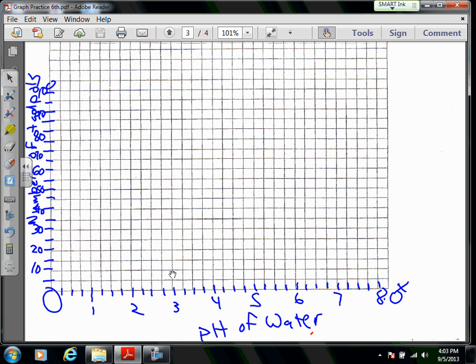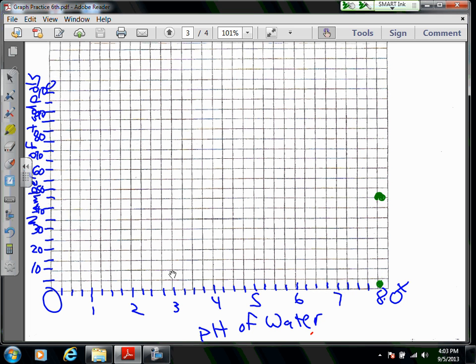So if we do the first row, a pH of 8 has 45 tadpoles. So we start out here, pH of 8, go to where it is 45, and come up. You're going to plot your point right there. Erase the line. Okay? So your first point is right there.